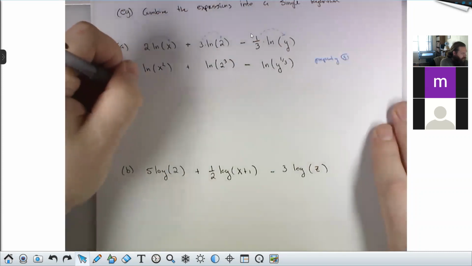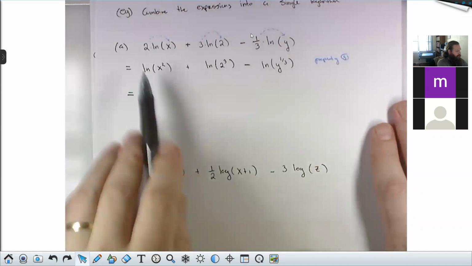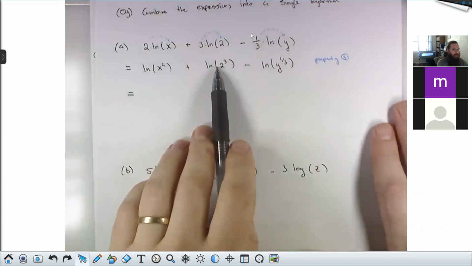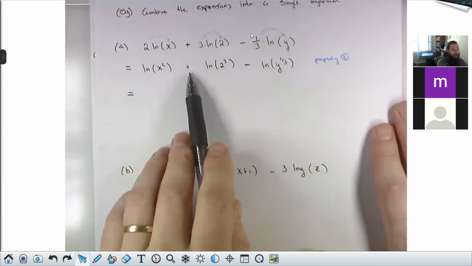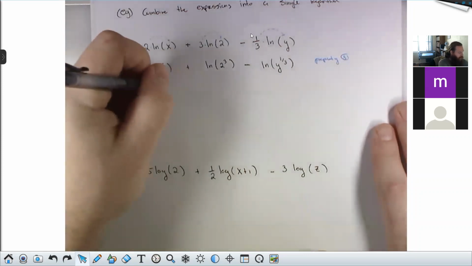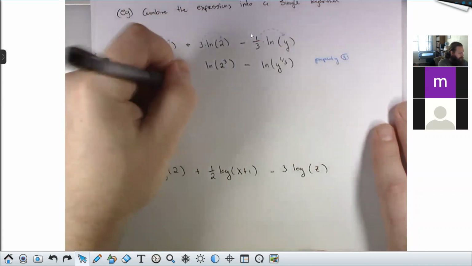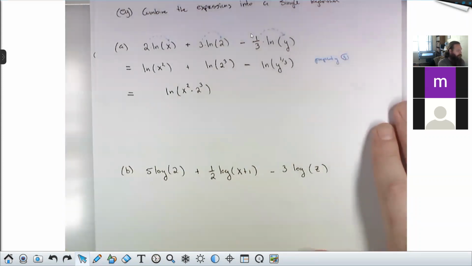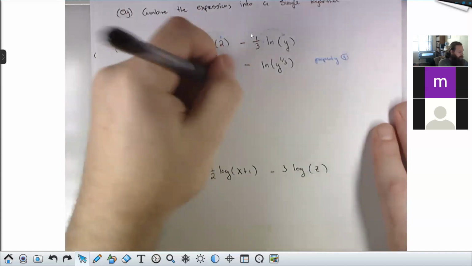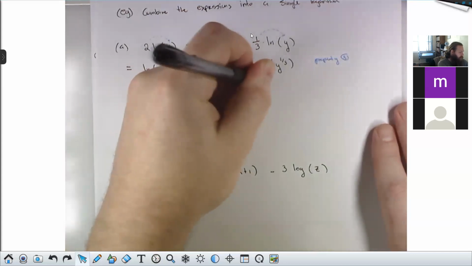And then, just focusing one thing at a time, I can use property 2 to take these 2 logs and combine them. Here I have 2 logs with addition on the outside, so I can combine those into a single log with the objects multiplied. So this is x squared times 2 to the 3. Those 2 logs combine into that. And then I still have over here minus ln of y to the 1/3.